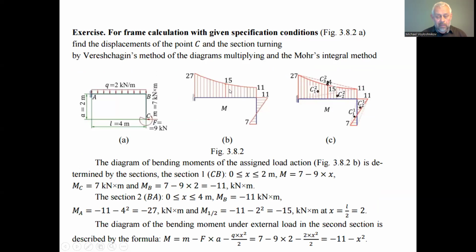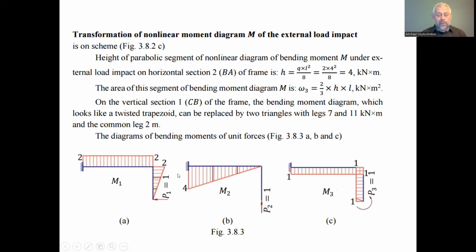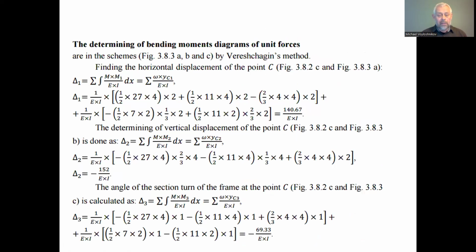Okay, so having the diagram of the bending moment under the action of the external load applied to the assigned mechanical system, and having the diagrams of bending moments of the elements of the mechanical system under the action of unit forces in each of the three directions, we have to find the displacement. We can substitute into the equation for the determination of the Mohr integral using the method of Vereshchagin.